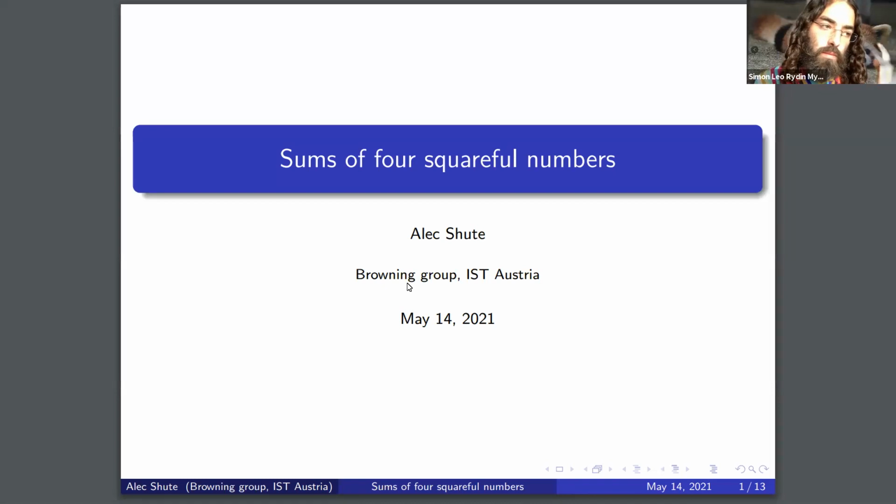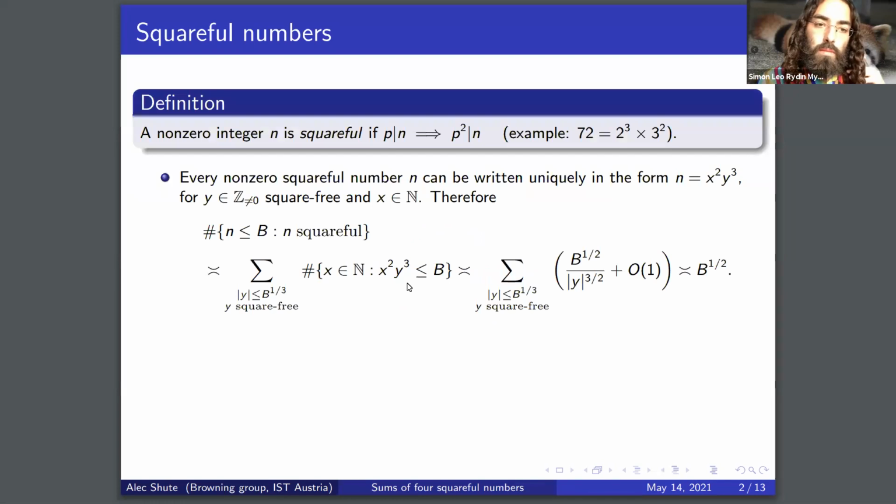So yes, I'm going to be talking about sums of 4 Squareful numbers. First of all, we say a non-zero integer n is Squareful if for any prime p dividing n, we also have that p squared divides n. So for example, any square number would be automatically Squareful, but we also have things like 72, because when you look at the prime factorization, all of the exponents here are at least 2.